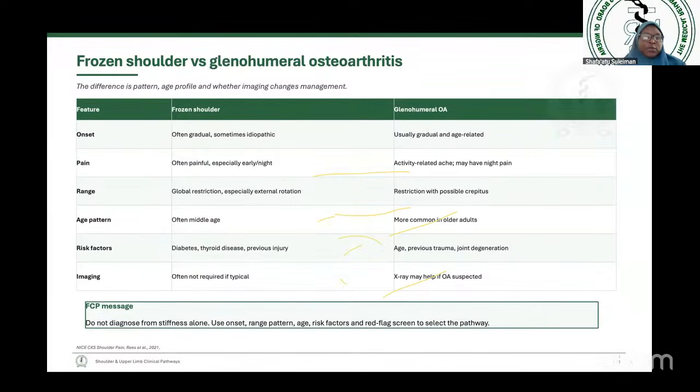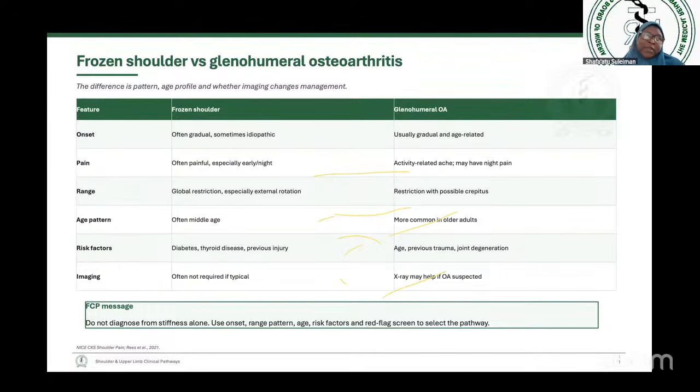So this is just frozen shoulder versus glenohumeral arthritis. If we're not thinking frozen shoulder, what other thing can lead to stiffness in the shoulder? It's glenohumeral osteoarthritis. Onset: often frozen shoulder is a gradual onset, and sometimes it is idiopathic. Glenohumeral osteoarthritis is also usually gradual, but it is age related. So for older individuals, we suspect more osteoarthritis.